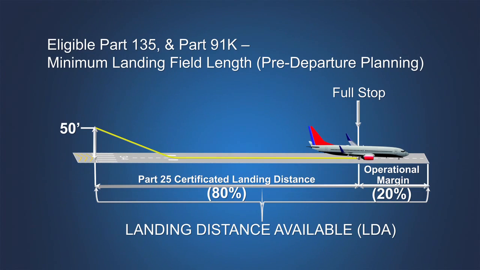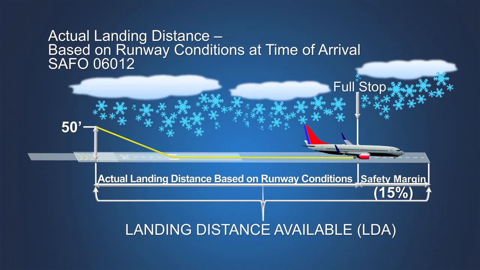For eligible on-demand and fractional operators that meet certain qualifications, including the use of an approved destination airport analysis, this requirement is adjusted such that the landing distance demonstrated during certification must remain within 80% of the landing distance available. FAA guidance recommends that as close as practical to the time of arrival, flight crews perform an assessment of the actual landing distance required based on the reported weather and runway conditions, and include an additional 15% safety margin. The minimum runway required resulting from this assessment must be less than the landing distance available.